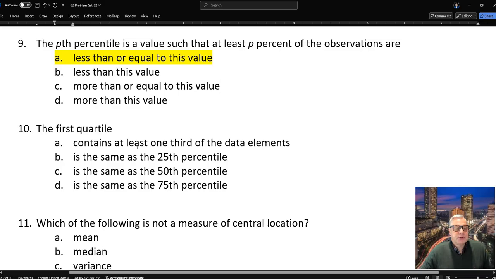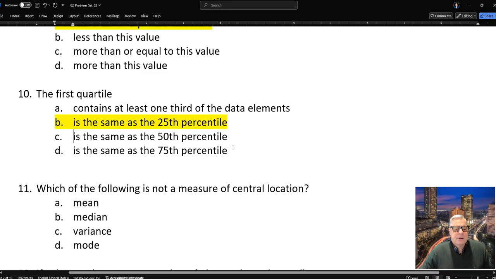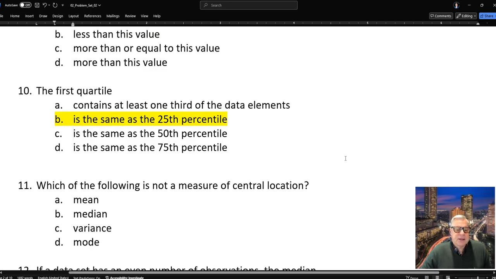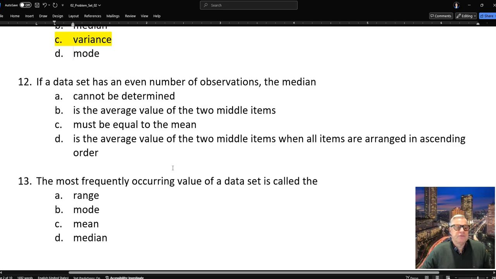The first quartile contains at least 1/3 of the data elements. No. Is the same as the 25th percentile, that's correct. And C and D are the second and the third quartile. Which of the following is not a measure of central location? Mean, no. Central location. Median, central location. Variance, not central location. And the mode is also one of location.